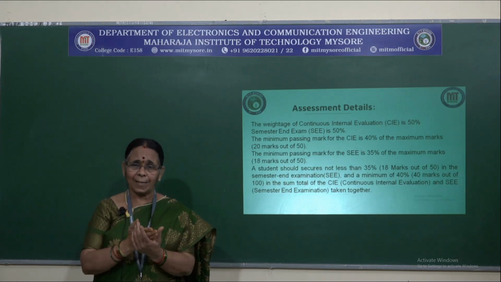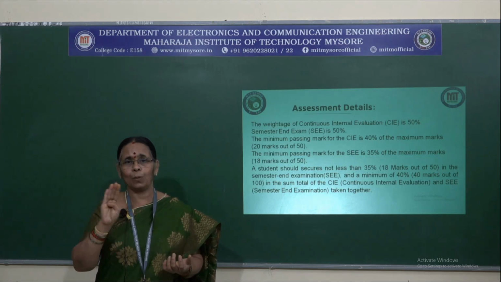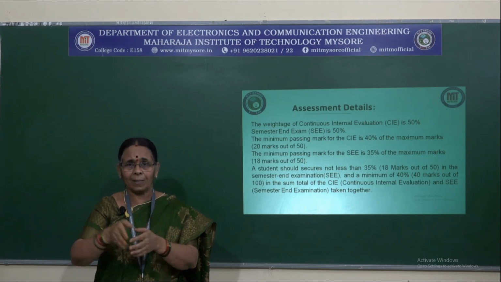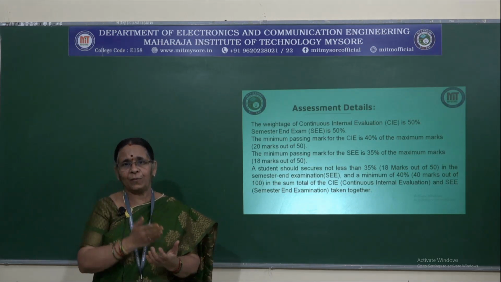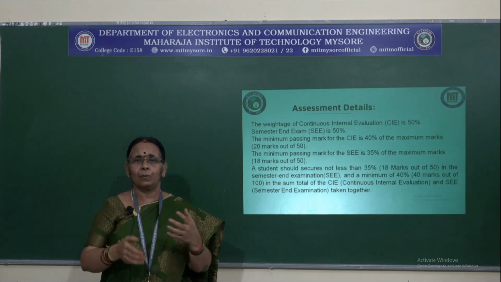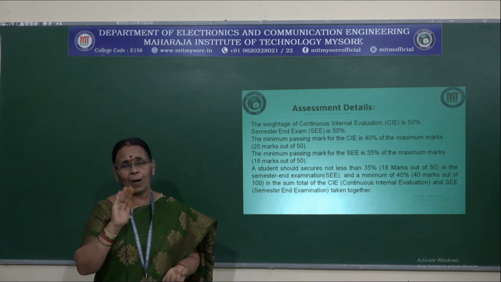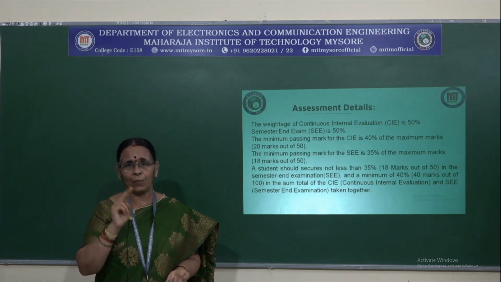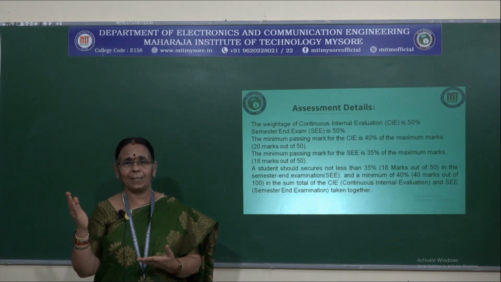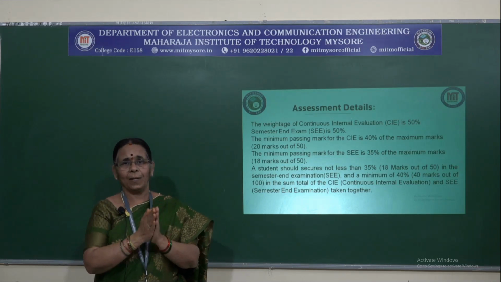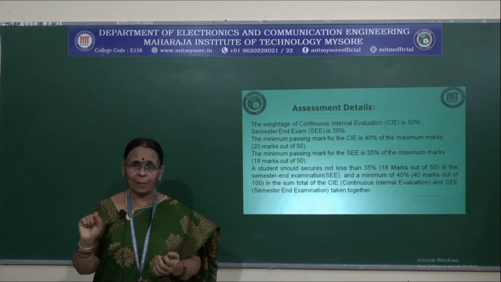Out of this 100, you have to score 40%. That means 40 out of 100. But this 100 marks is now descaled to 50. That is, it will be divided by 2. So downsized to 50. When it is downsized to 50, you have to score 40% out of 50. That means 20. If you score 20 minimum, you are eligible to write the examination. Otherwise, you will get NSSR. That means not satisfied sessional requirement.